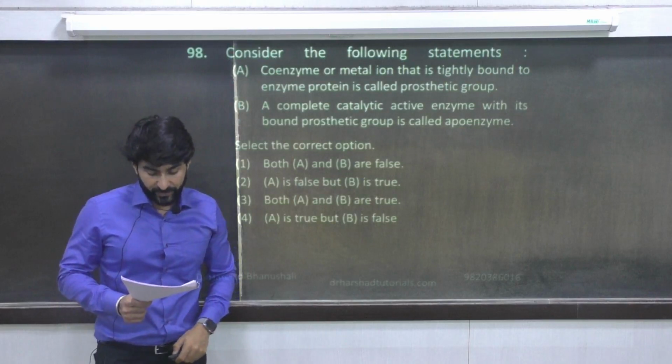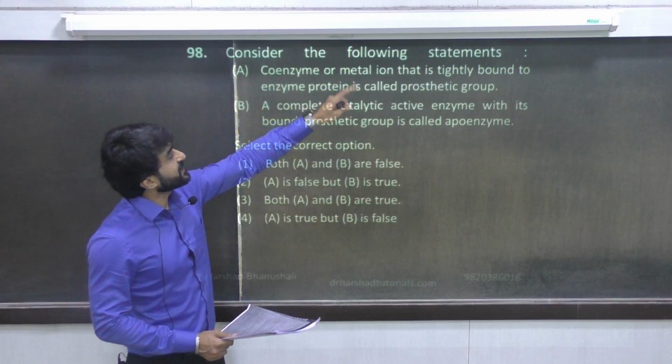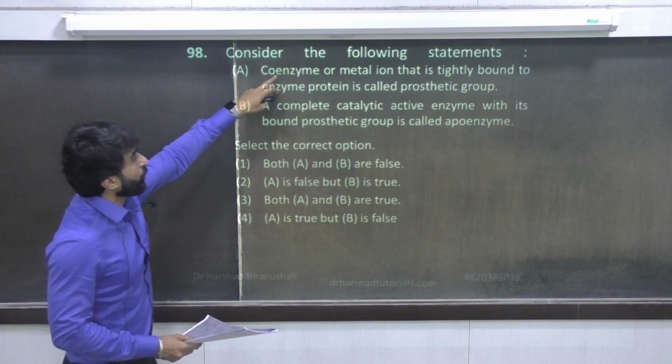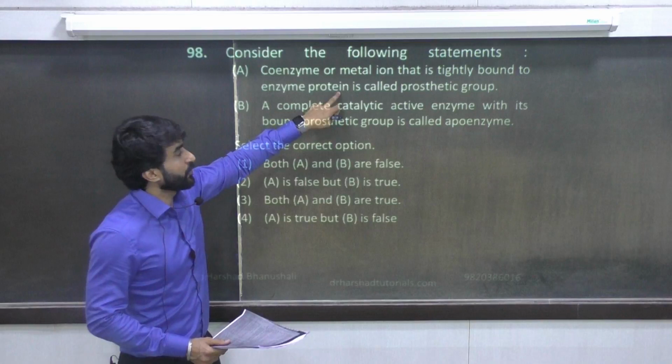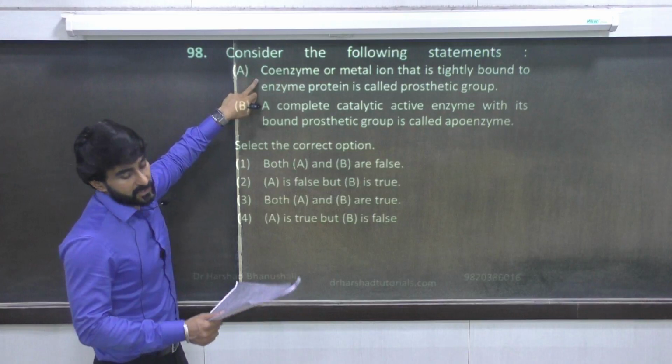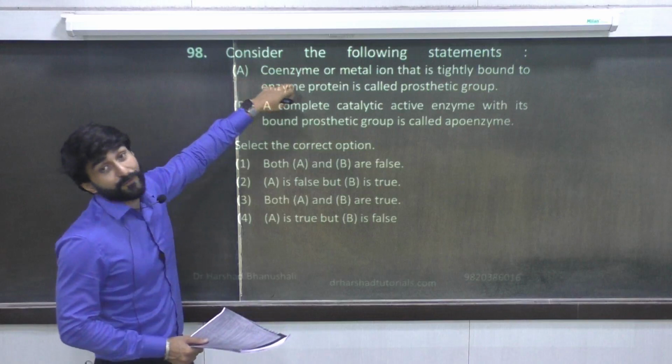Now, consider the following statements. They have told us to read two statements and find out whether both are true, one is false, or one is true. The first statement says coenzymes or metal ions that are tightly bound to the enzyme protein are called prosthetic groups. Now, this is a wrong statement. This is wrong because they are not the ones which are called prosthetic groups. You call them cofactors. So this is a wrong statement.